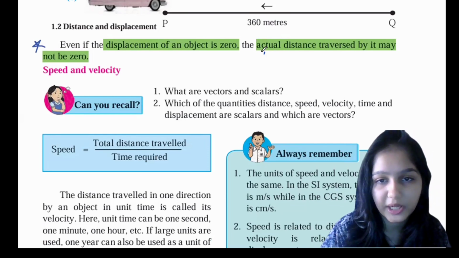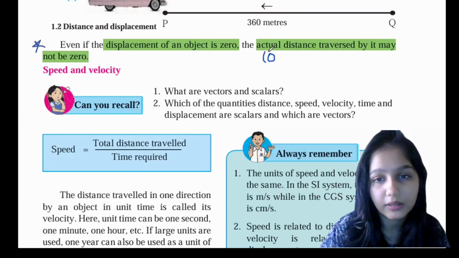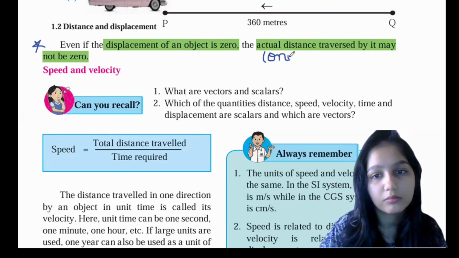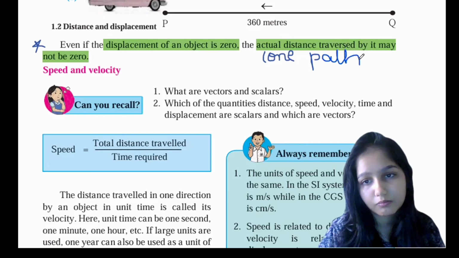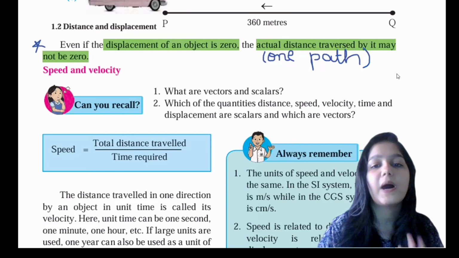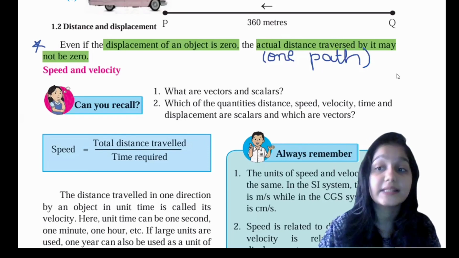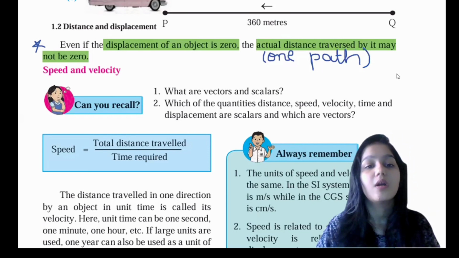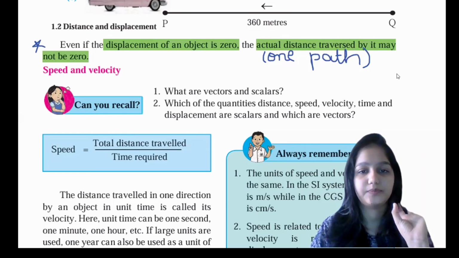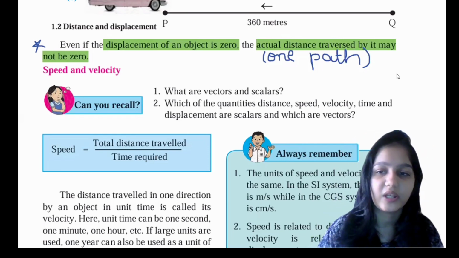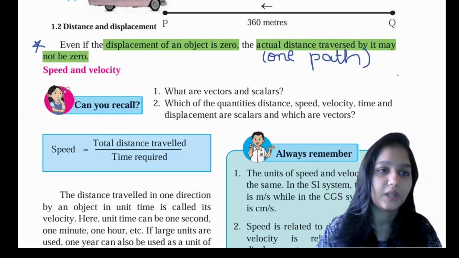Very important point I got. One path, right? One path. Please write. If it is having only one path, means what? Distance will have some number, but displacement will have zero in it. Okay, fine.